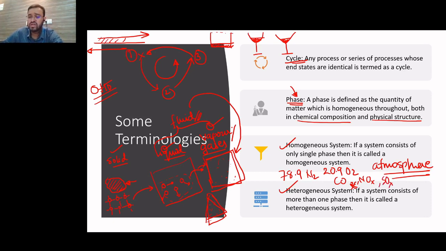Okay, so these are your trace gases, and again your noble gases. So you have some amount of helium, and so on and so forth. The atmosphere is an example of a homogeneous system. A heterogeneous system is a system that contains more than one phase.